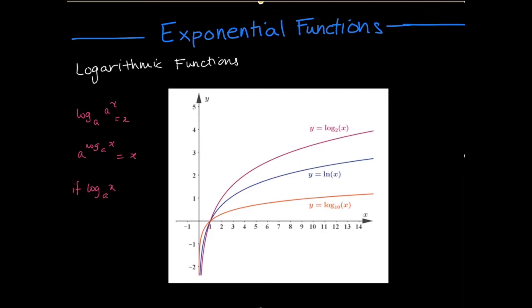And if log a of x is equal to log a of y, then x is equal to y, which makes sense because we can kind of just cancel out the logs. But only in this case. But again, something interesting is that all these logarithmic functions go through the point (1, 0).